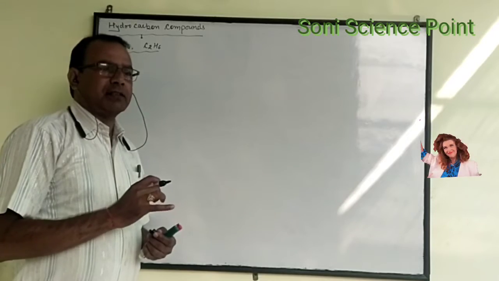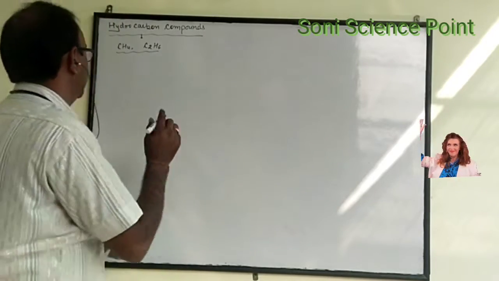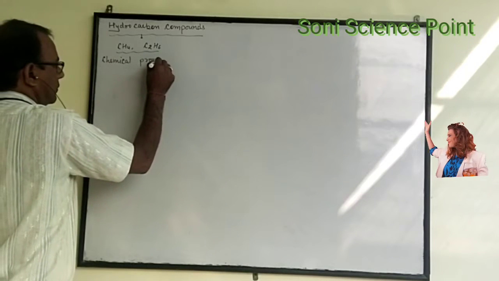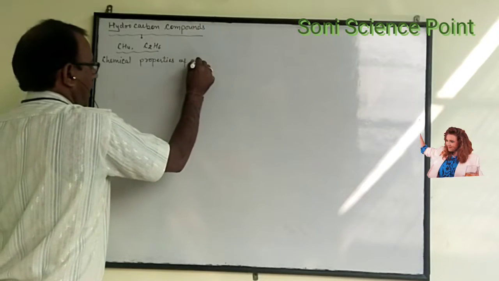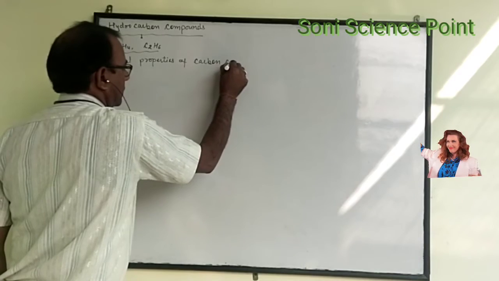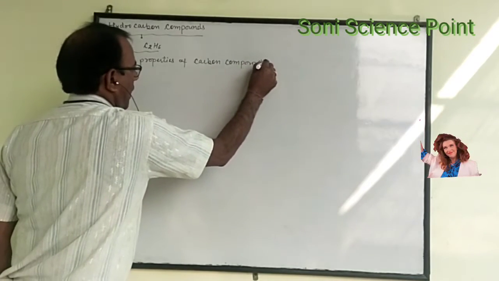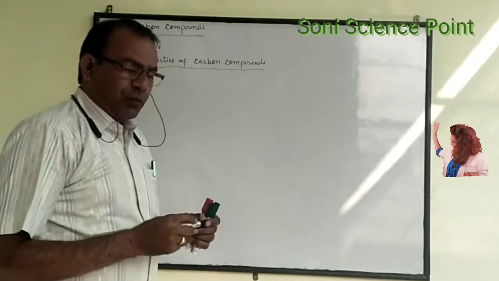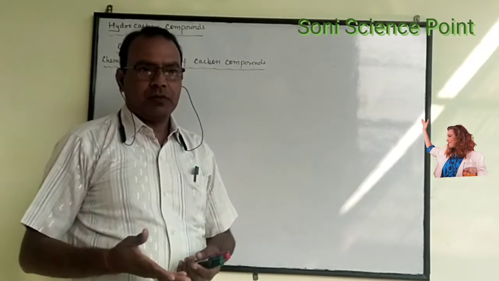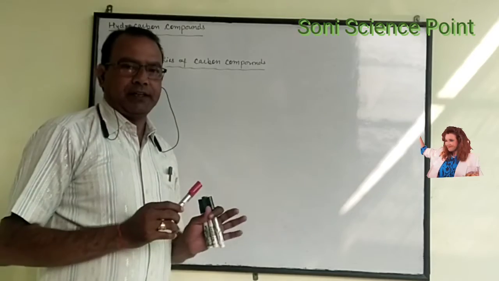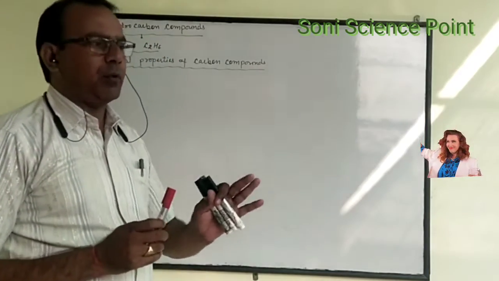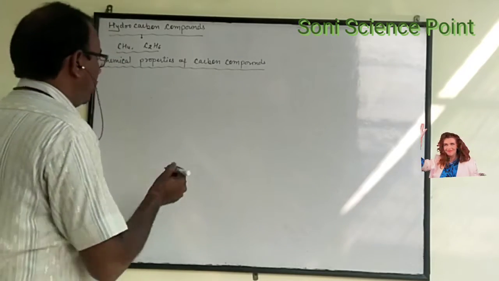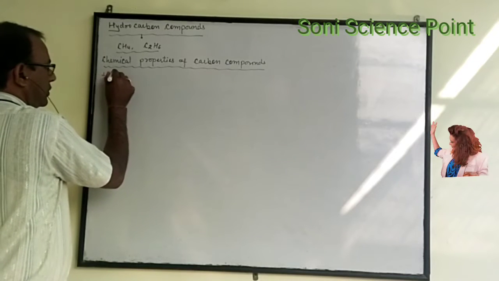And in this part we will discuss some chemical properties of carbon compounds. How do carbon compounds show chemical properties? We have seen that whenever any carbon compound burns, it produces carbon dioxide. Firstly, the main product is carbon dioxide whenever we burn carbon compounds. So, in chemical properties, first we will discuss the process of combustion.